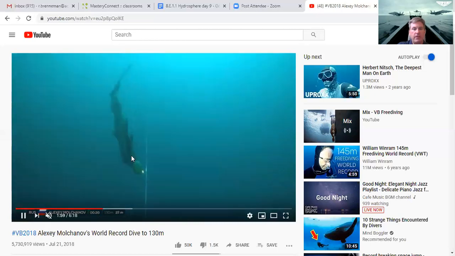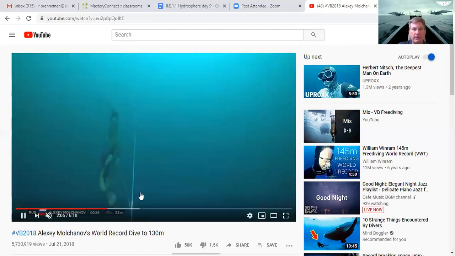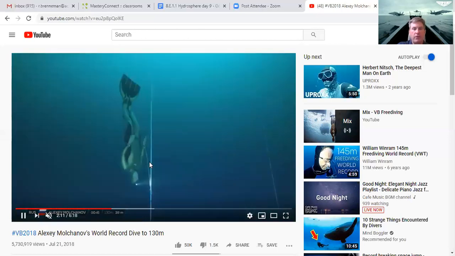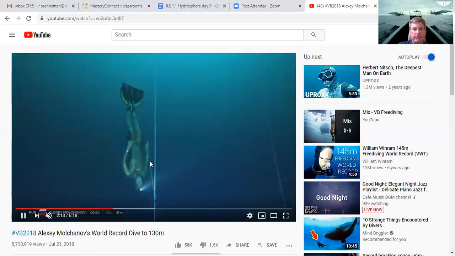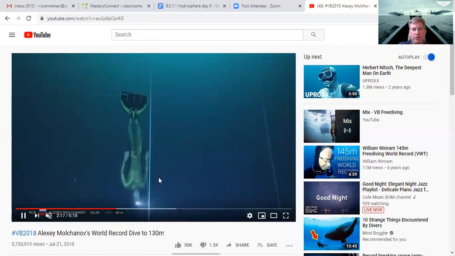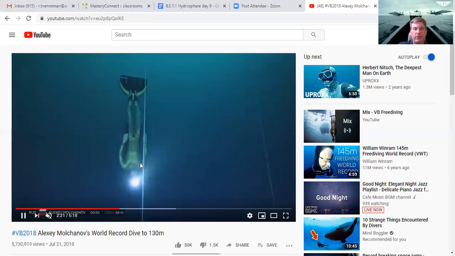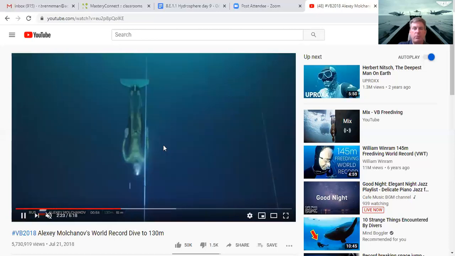As he goes down, he hits a certain point where he's not really kicking that hard, but he's got a rope on a thing attached to this cable that goes down. Once he gets below a certain point in the water, he just keeps sinking. He is negatively buoyant. He doesn't have to try very hard to continue to go down. And again, you're literally doing this on one breath.